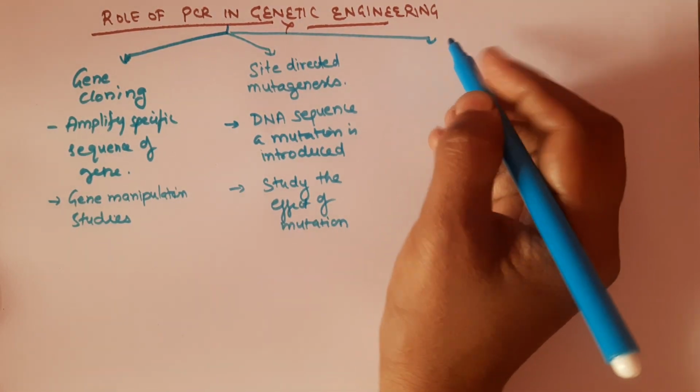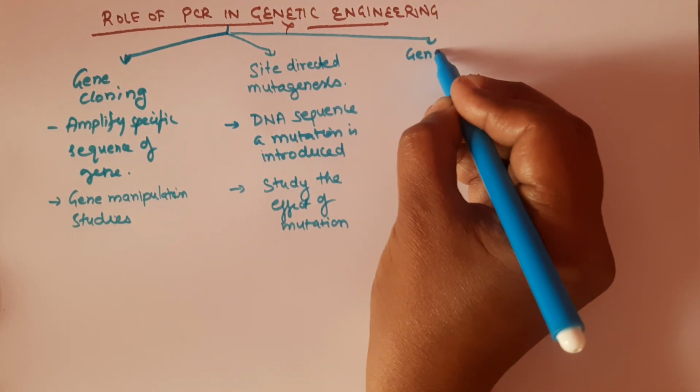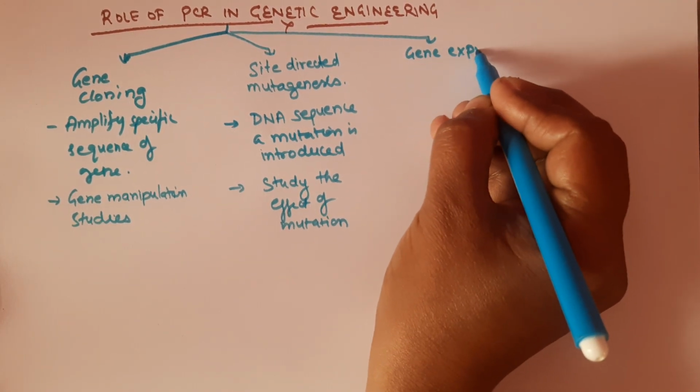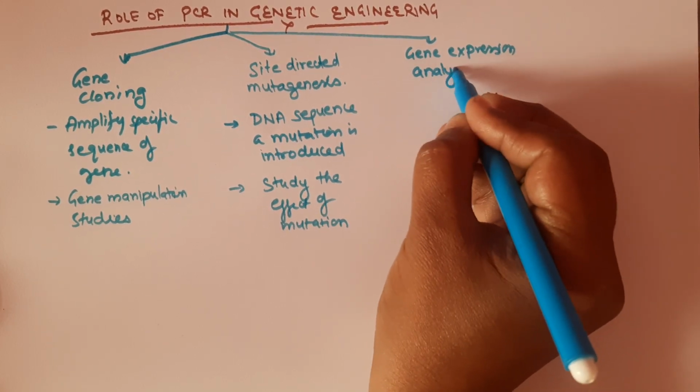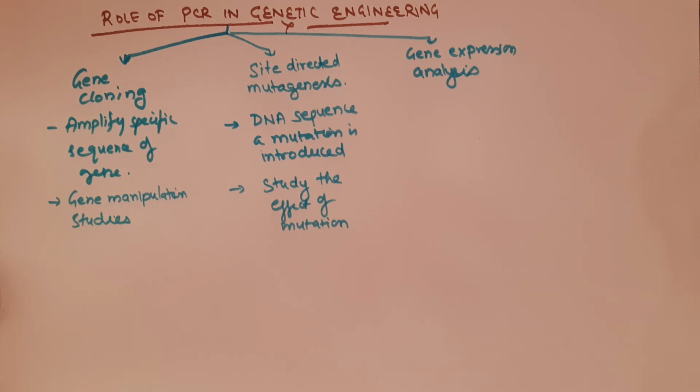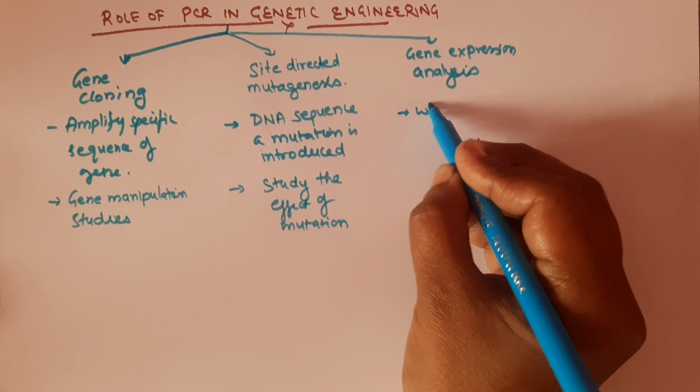The third application is in gene expression analysis. By PCR we can quantify the amount of mRNA produced from a specific gene under a specific condition. So it will provide insight into gene expression, so which genes are expressed.